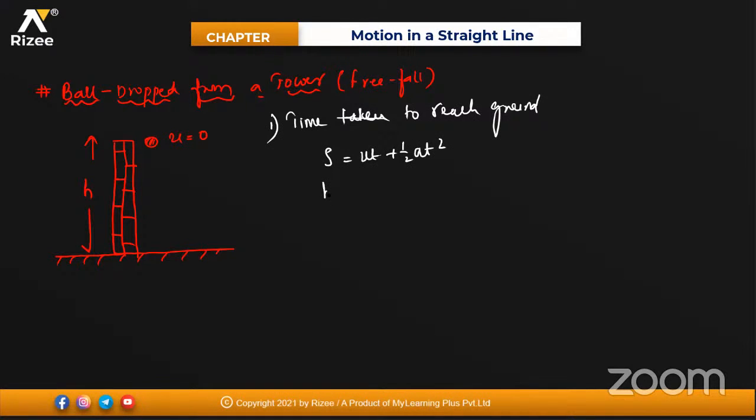S is nothing but equal to how much, beta? H. Positive H, because the point of incidence, I'm taking as positive, and down I'll be taking as negative. Or else if I'm taking downward as negative, I'll take the sign convention here. In the downward direction we take it as negative, and in the upward direction I'll take it as positive.